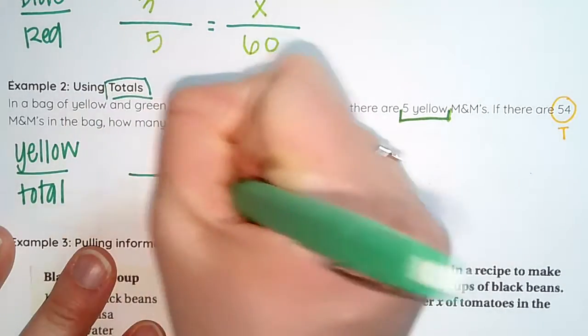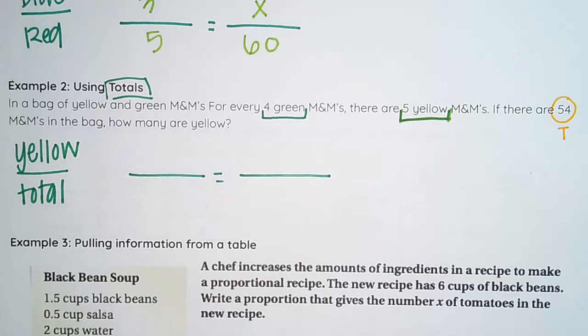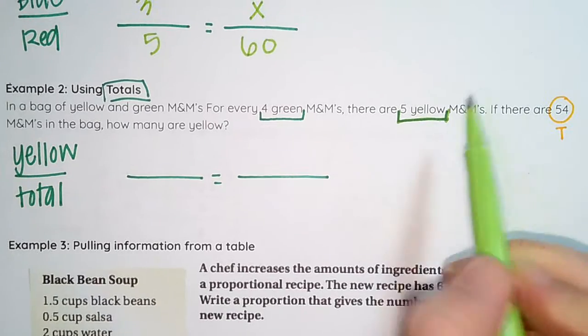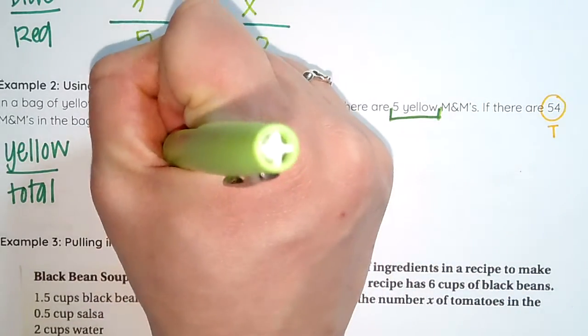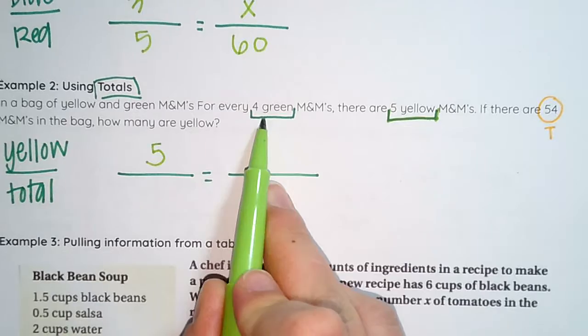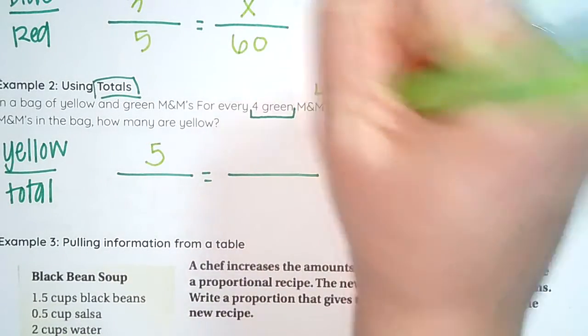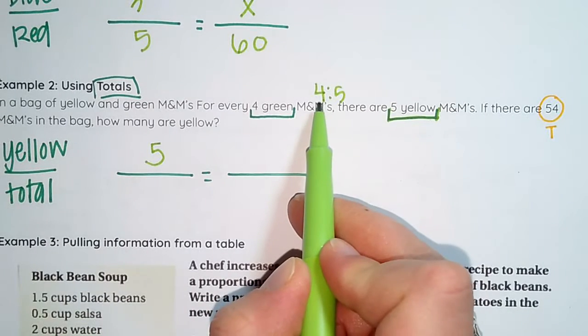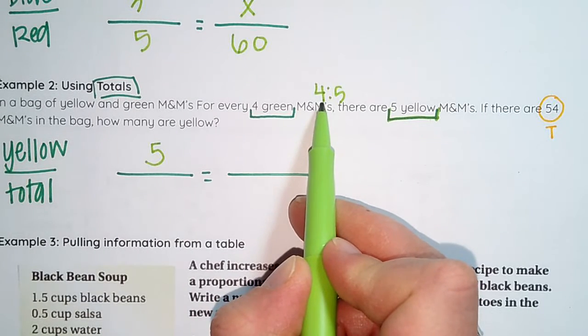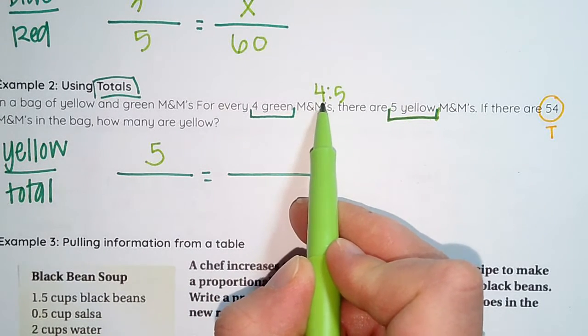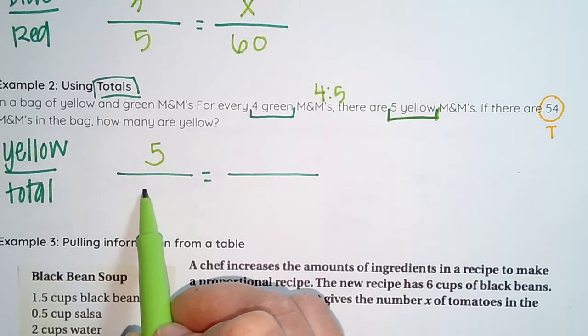Now I'm going to set up my word ratio and my skeleton proportion. So now I need to fill in. I already know that there are 5 yellow, but the ratio here of green to yellow was 4:5. I'm not using that 4 directly, but I don't want to put 54 here.